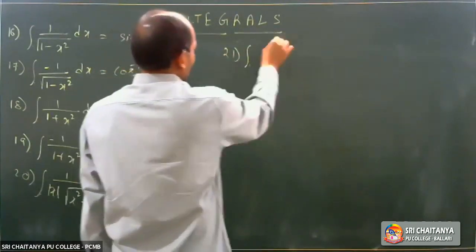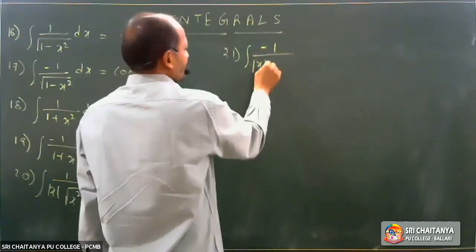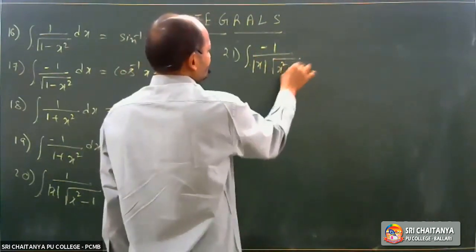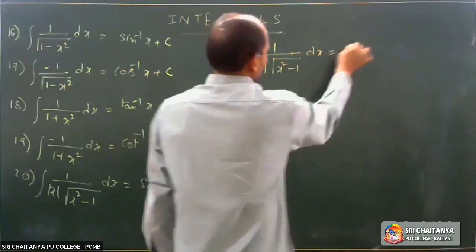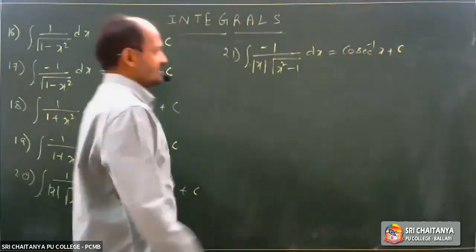The integral of minus 1 divided by mod x root of x square minus 1 dx is cosecant inverse of x plus c.